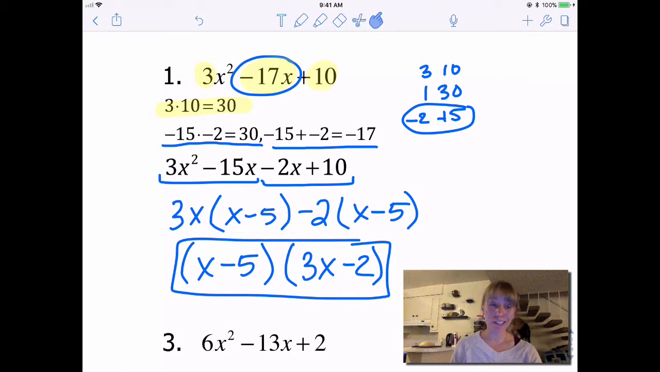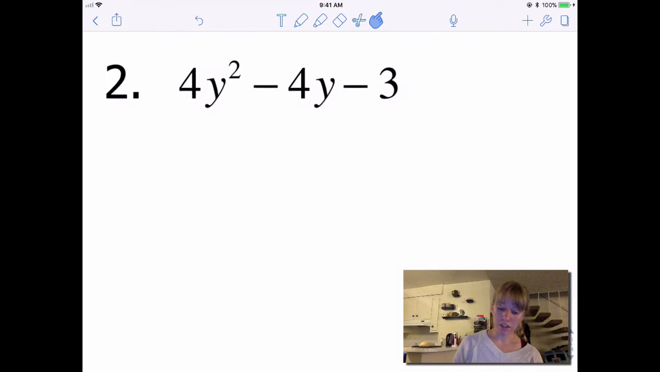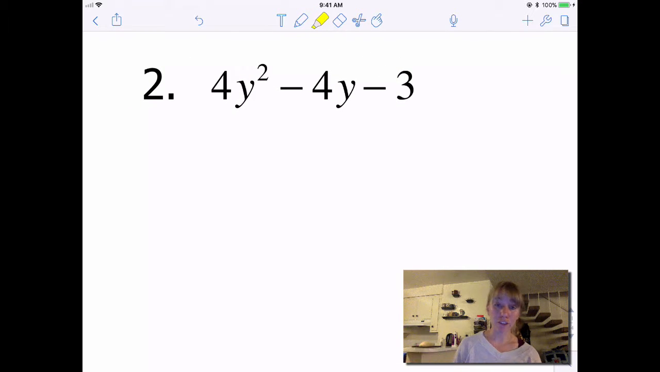So we will need to practice a few of these because the first couple times you see it, it's a little weird. But AC method: first multiply A times C, rewrite the middle term, factor by grouping. So number 2. Again, first check if it can be add multiply. The reason it can't is because there's a number out front.